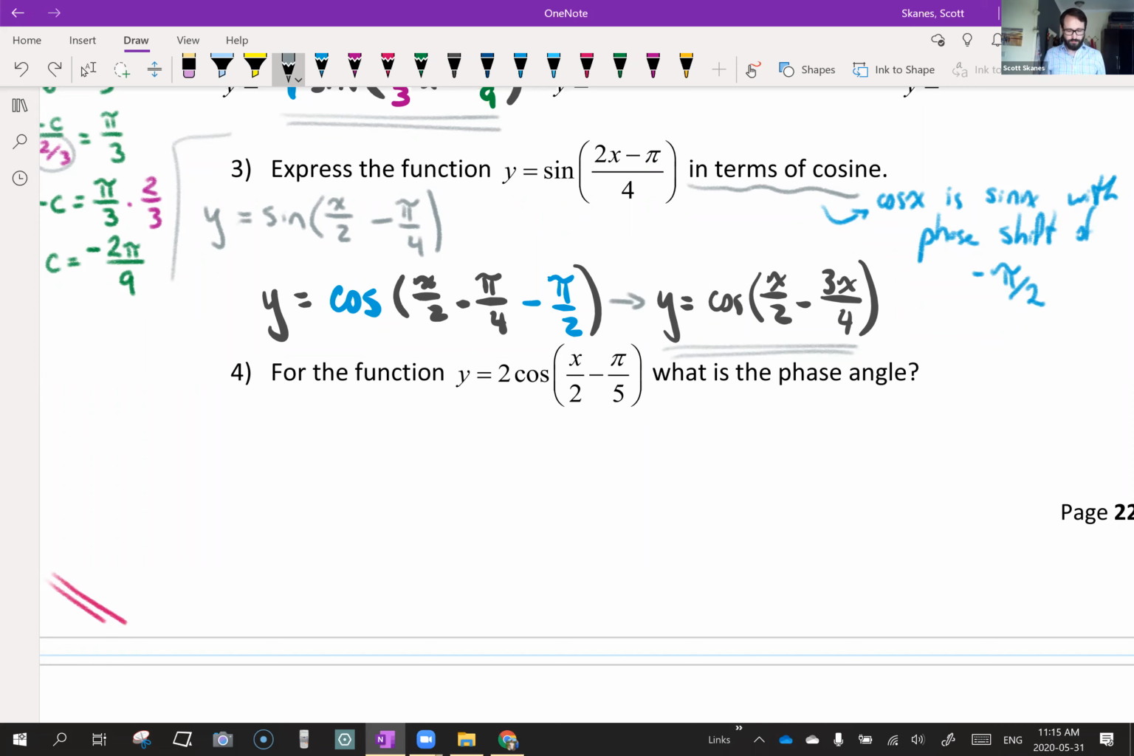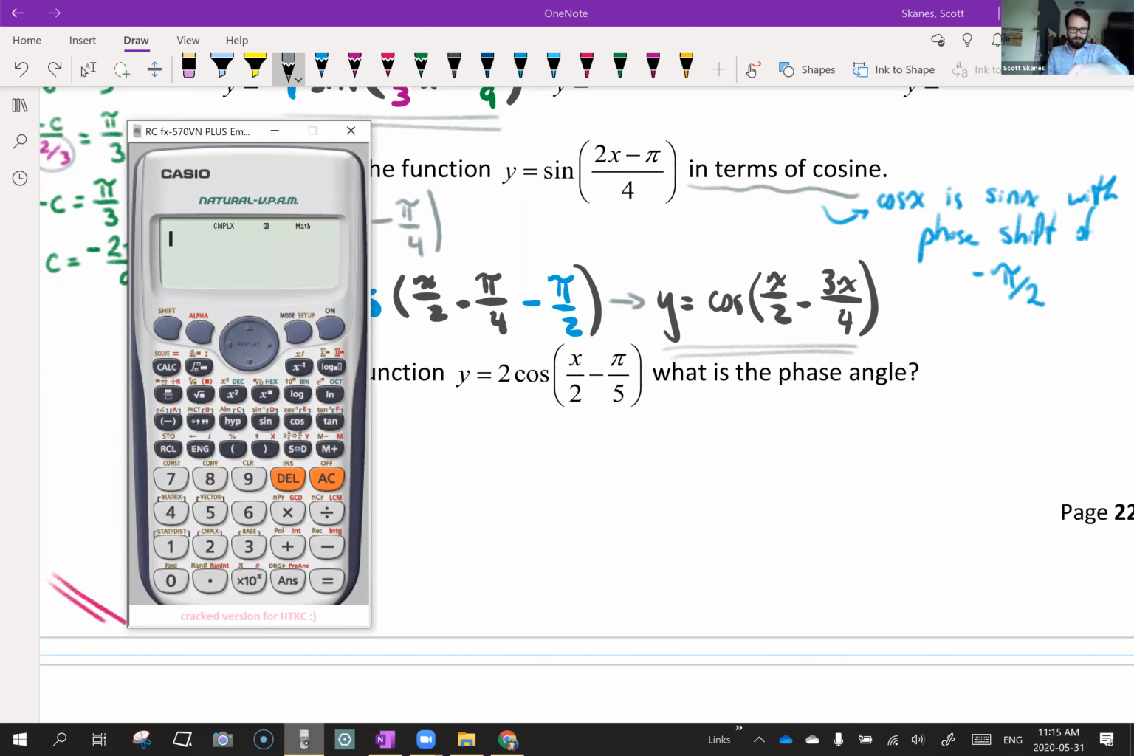Okay, so long story short, if you're given sine and you want cosine, take your sine function, change it to a cosine, and add that extra pi at the end. And this wasn't some sort of magic. I'm not giving you anything too crazy here.